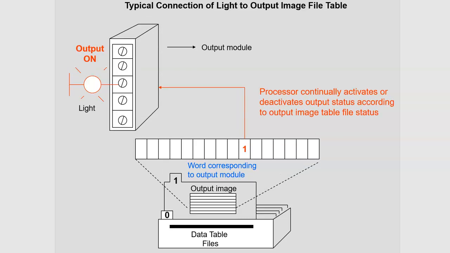Same with the output. I have a device that's on. Well, the way that got turned on is that in the output image table, corresponding to, or mapped to, this terminal, there's a 1 there. And so when the PLC reads that 1, it knows to activate the light. The idea here is just to know that the logical way it's laid out, the structure in memory, is to think of it as these files. And you'll see that there's a parallel to this and what you see in your PLC.